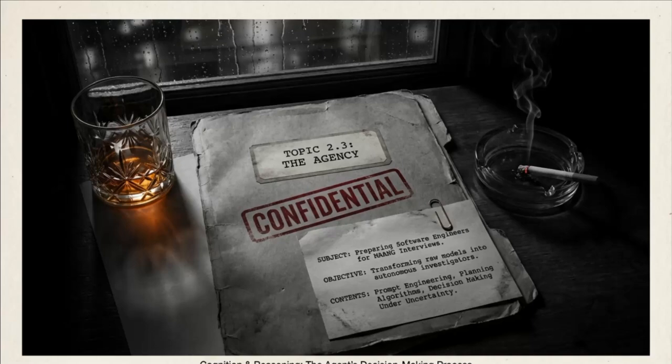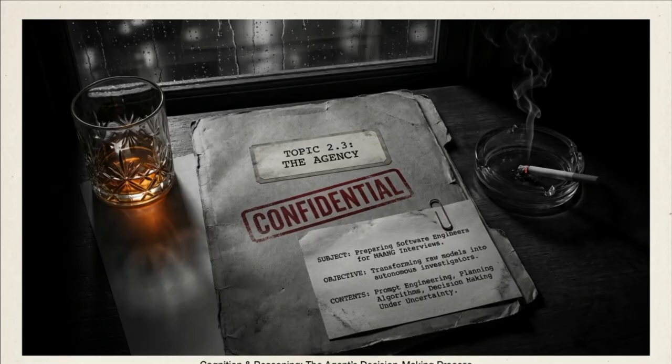Welcome to topic 2.3 of our course titled The Agency. In this module, we are diving deep into cognition and reasoning, specifically focusing on the decision making process of an AI agent. This session is designed for software engineers who are preparing for high level system design interviews at major technology companies. Our primary objective today is to explore how we can transform a raw large language model into autonomous digital investigators. We'll move beyond simple text generation and look at the engineering patterns required to build reliable agents.